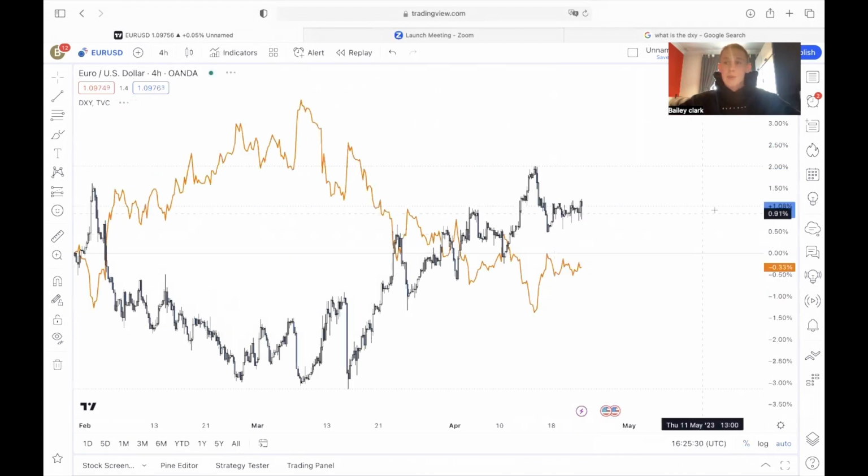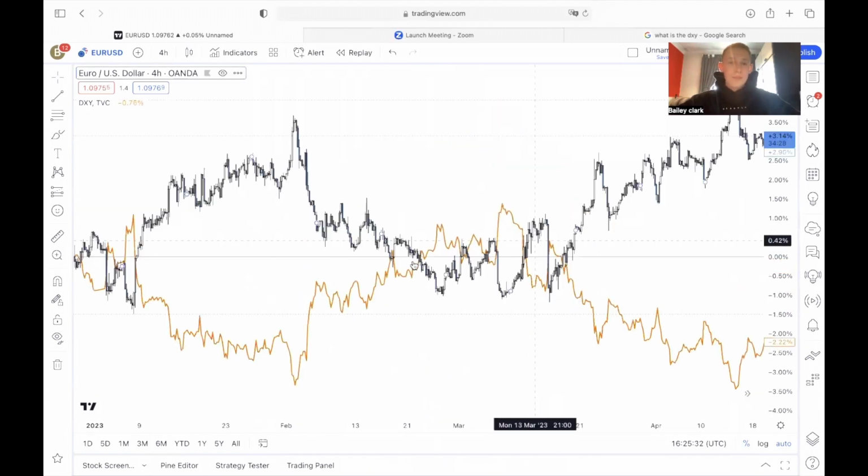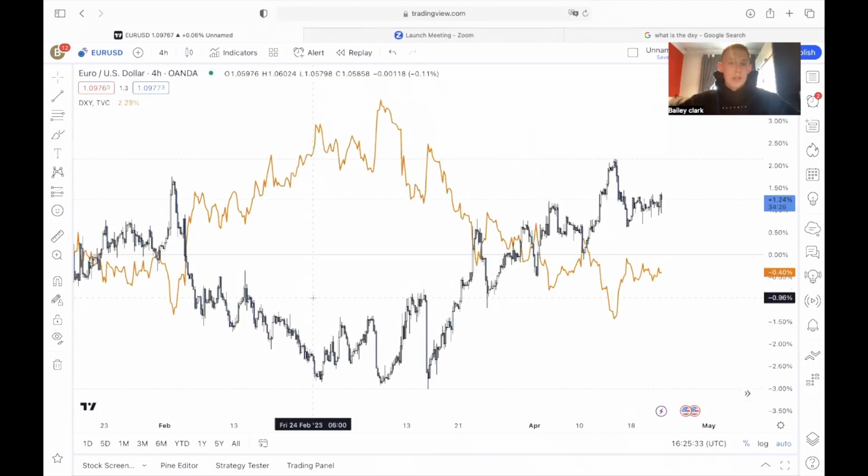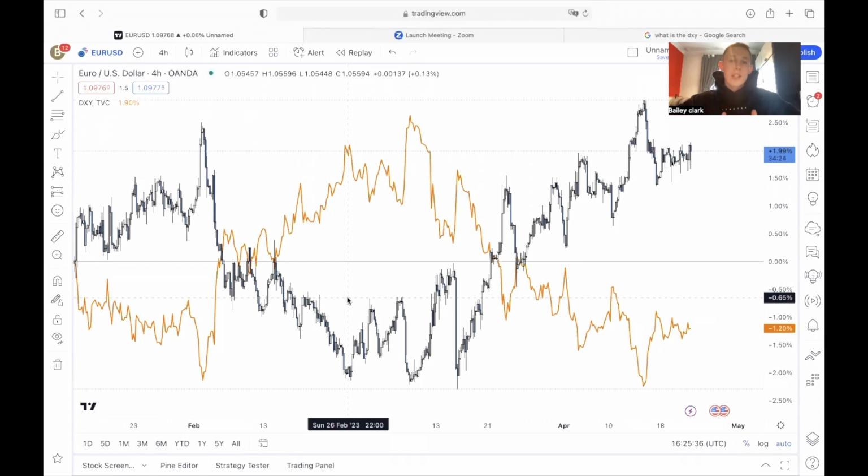If we go to the higher time frames, it's more clear to see. Right, so what this is showing us is basically that Euro USD and the DXY have a perfectly negative correlation, meaning that if Euro USD is going up, DXY is going down. If DXY is going up, Euro USD is going down.